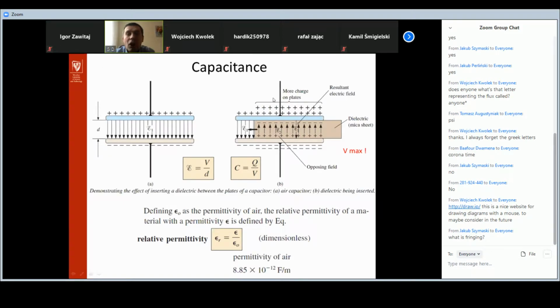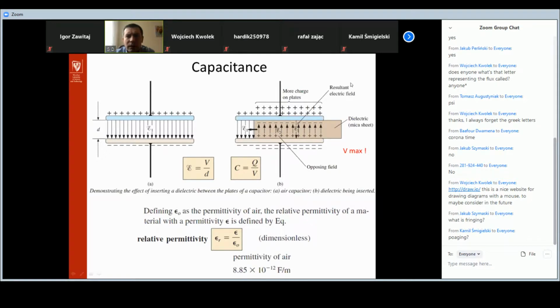Charges will be collected on the plates if the dielectric material is plugged between the plates. What does it mean? We can increase the capacitance using dielectric materials. That's the reason.